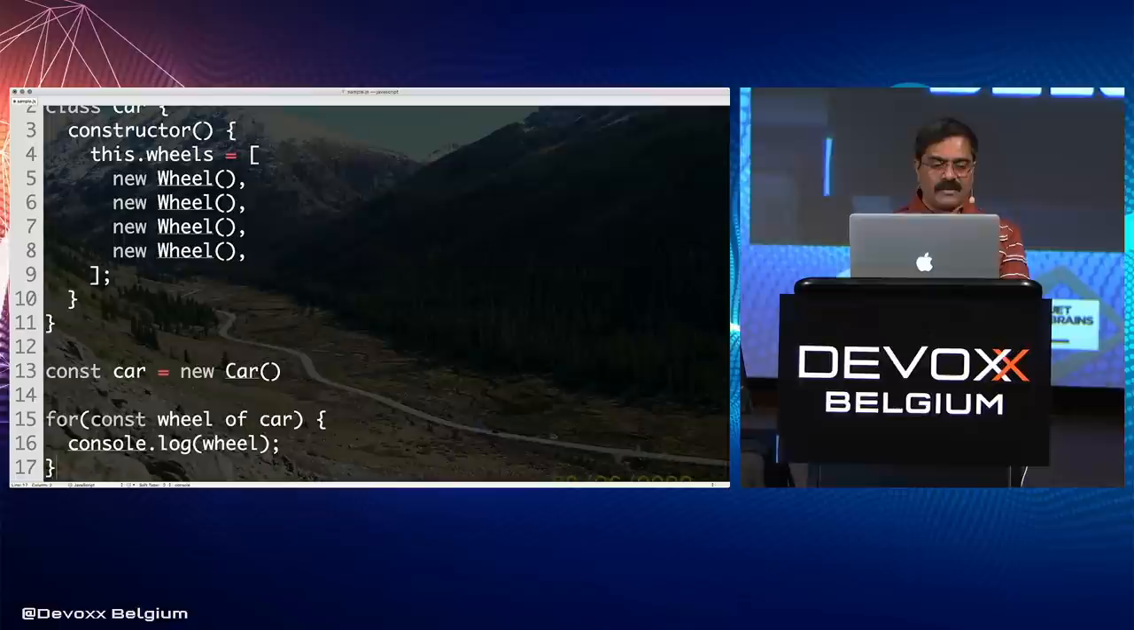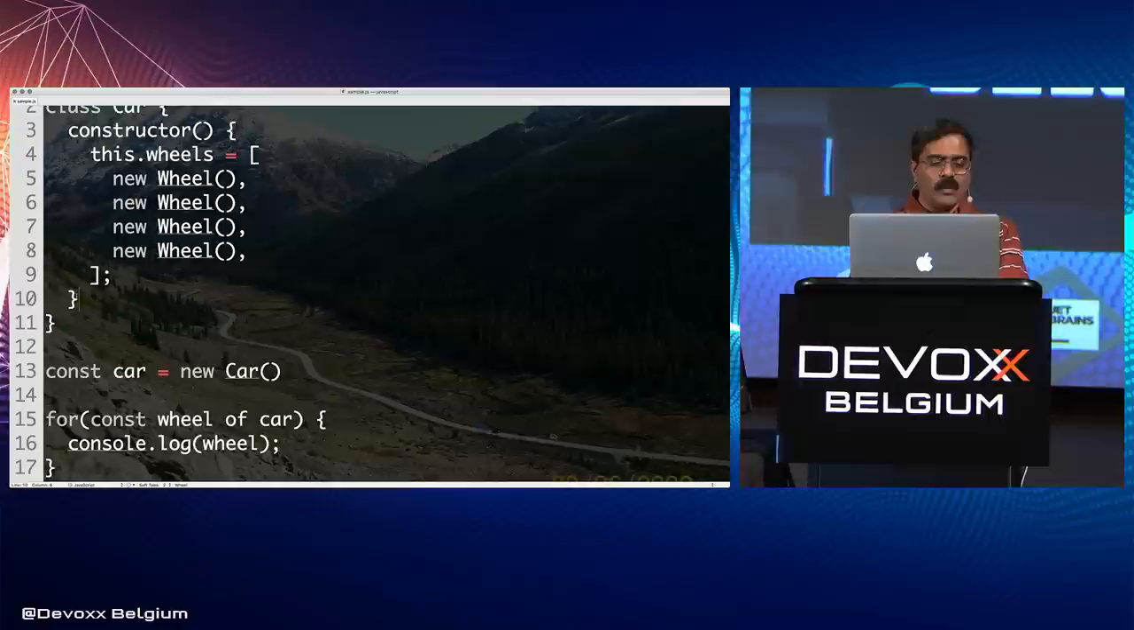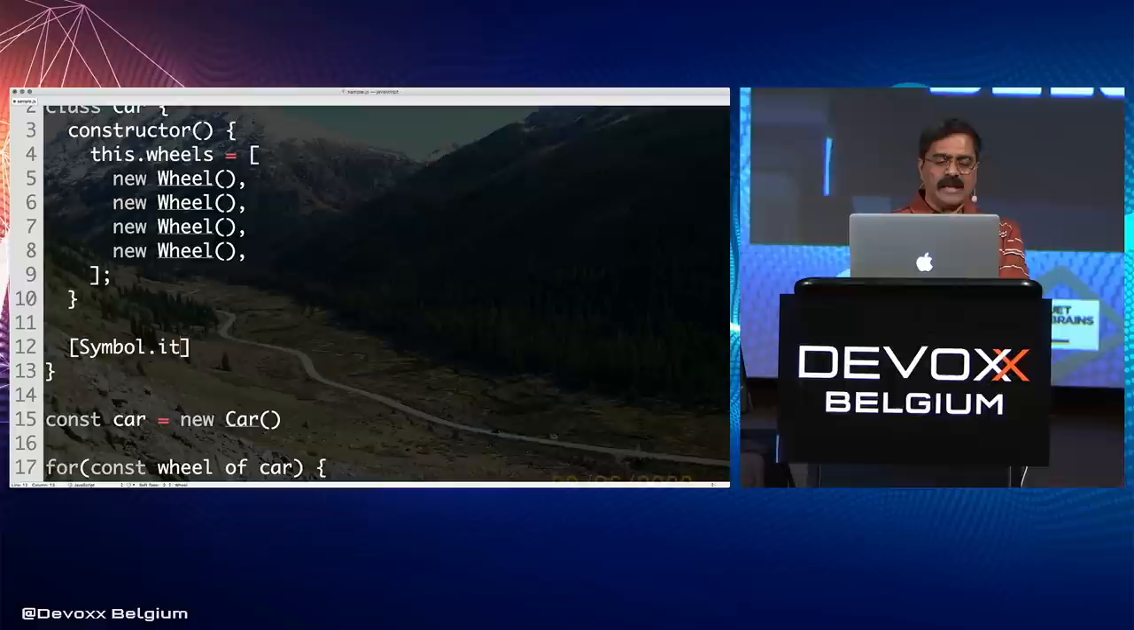Now let's get back to the example we were working with and see how this is going to benefit. When I run this code, notice it says that the constant wheel of car is not iterable. Make sure to tighten your seatbelt; we're going to look at how to make this work. It says the car is not iterable. So what am I going to do? I'm going to implement an iterator for this purpose. How do I write an iterator? I'm going to say square bracket Symbol.iterator, and that becomes a special method name.